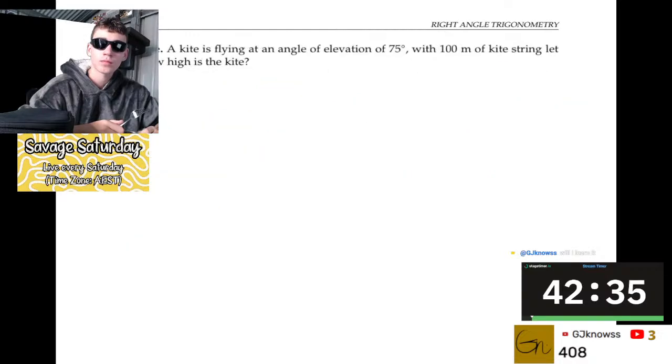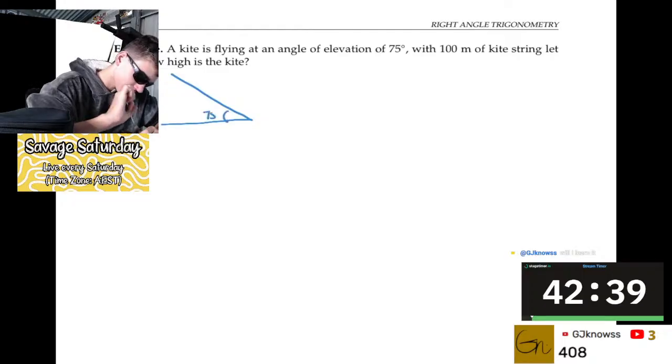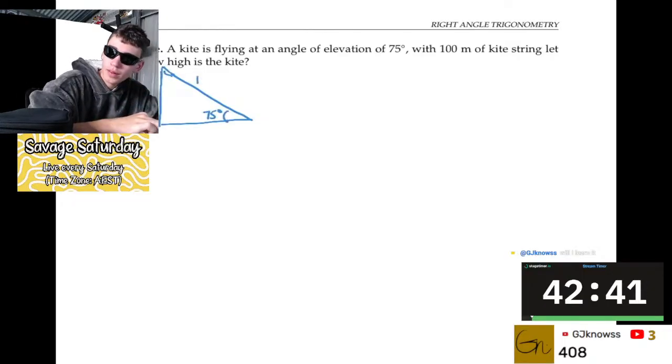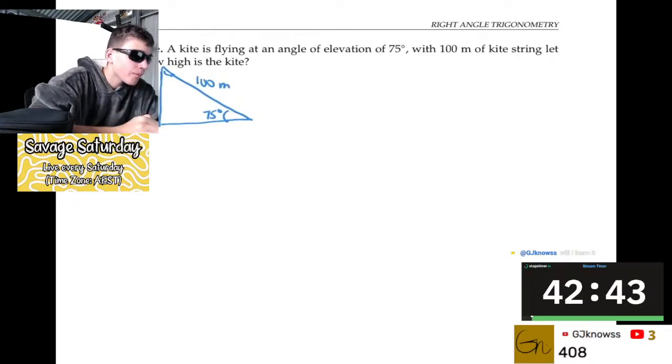Finally, we'll do an application. So if we have a kite that's flying at an angle of elevation, that's the angle from the horizontal, of 75 degrees, with a kite string length of 100 meters, we want to find out how high it is. I'll call the height y.